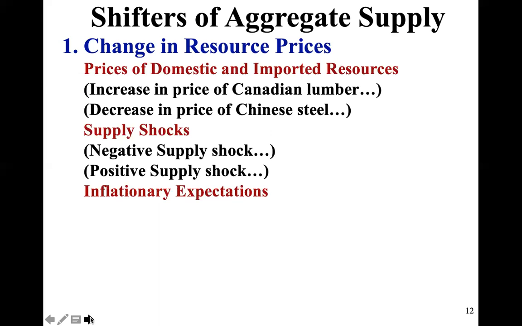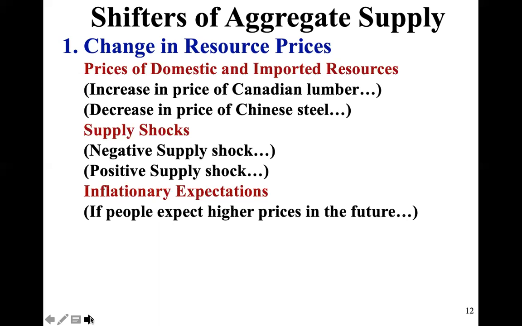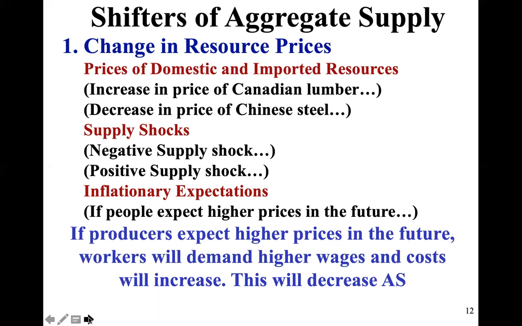Inflationary expectations matter in the aggregate supply curve model, okay? If people expect higher prices in the future, here's what they're gonna do. Now pay attention because this is often not as intuitive for students. If producers expect higher prices in the future, their workers are gonna demand higher wages, and therefore their costs are going to increase. So if there are inflationary expectations, that's going to decrease aggregate supply because workers are going to demand higher wages, and wages are resource costs. So the AS is going to shift to the left.